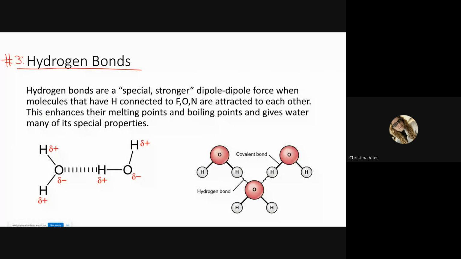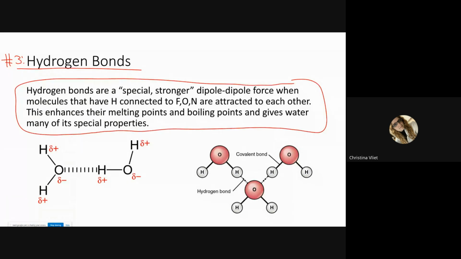Hydrogen bonds are the strongest. It's kind of weird, they're the strongest of the weak forces. All 3 of the forces we're covering today are considerably weak forces of attraction. However, hydrogen bonds are your special, stronger dipole-dipole force.